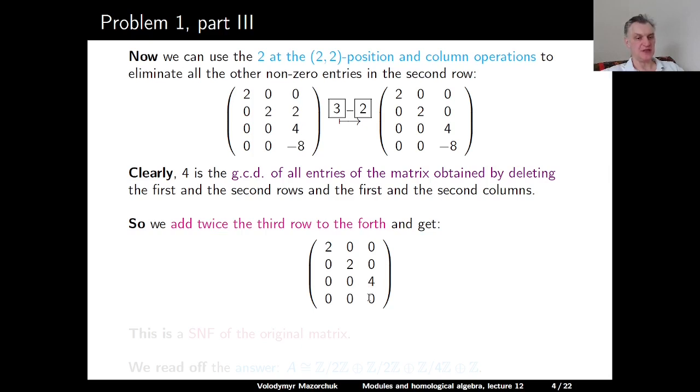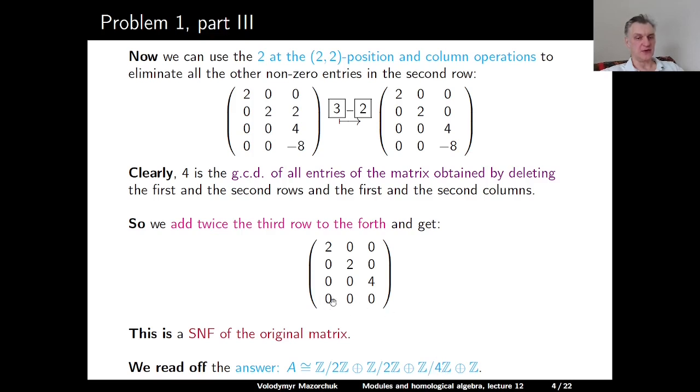So this matrix is the Smith normal form of our original matrix, and so we can use it to read off the answer. Note that all diagonal elements are powers of a prime number, so for the first element we get the direct sum of Z divided by 2Z, a cyclic group of order 2. For the second 2, we also have the cyclic group Z divided by 2Z. For the third element 4, we have the cyclic group of order 4, which is Z divided by 4Z.